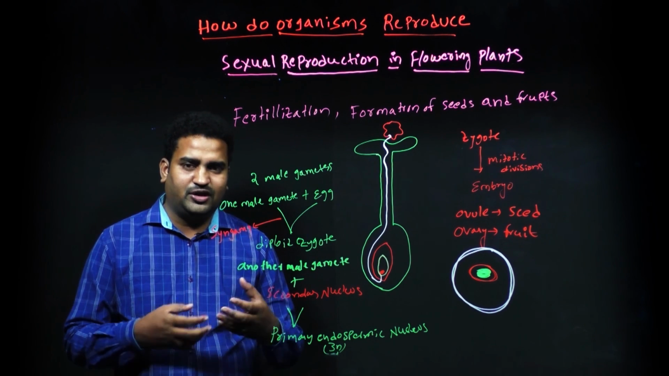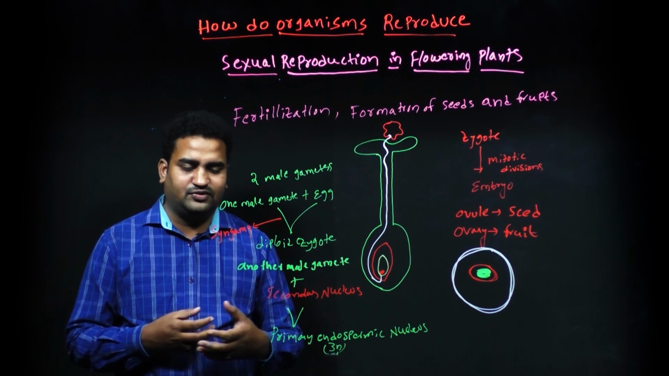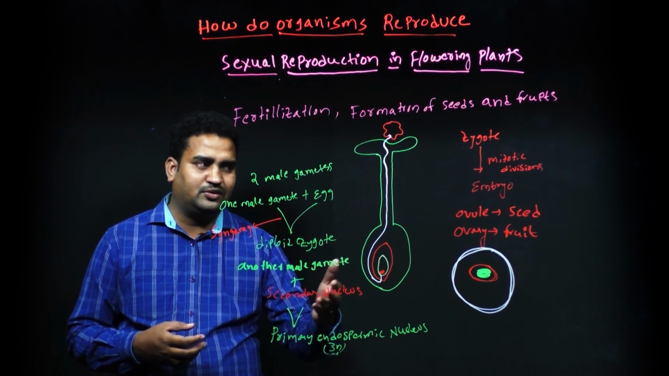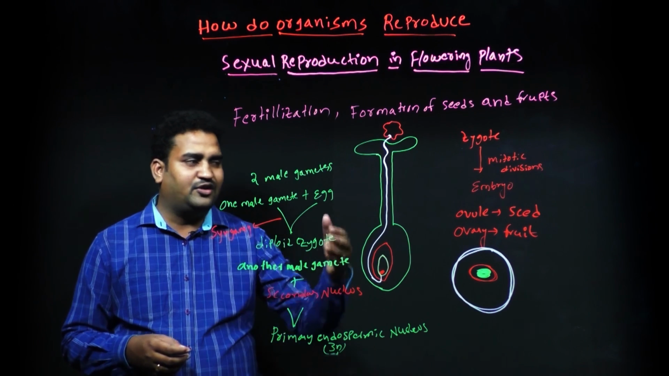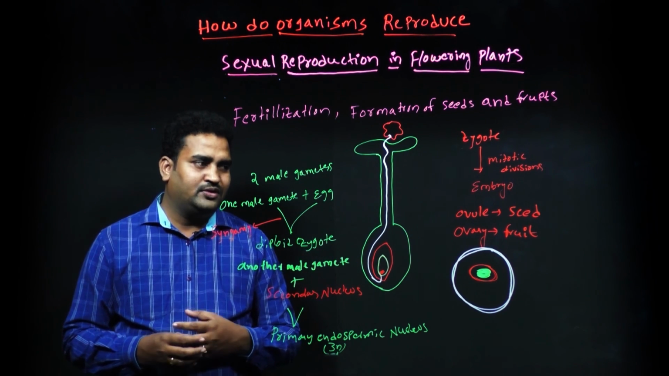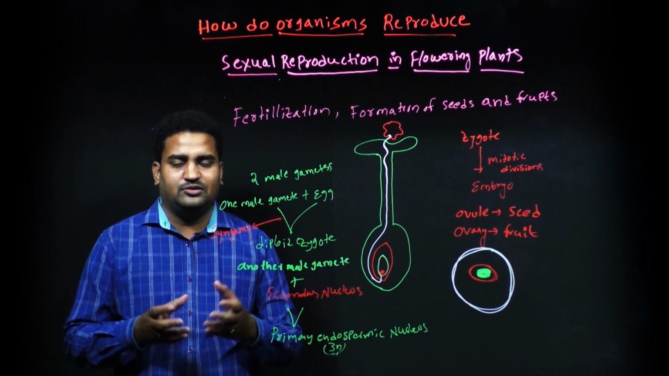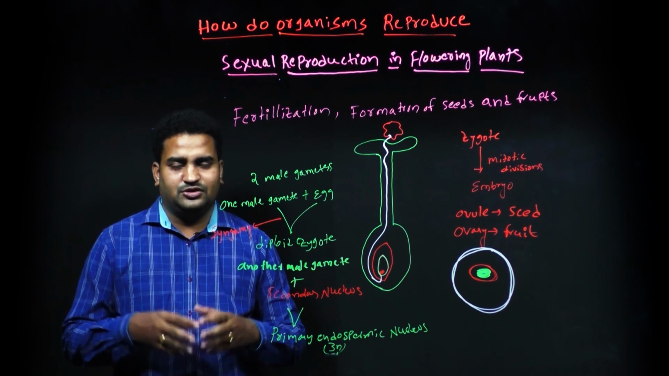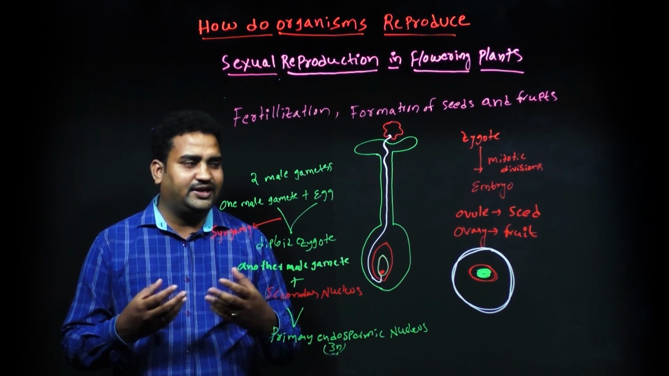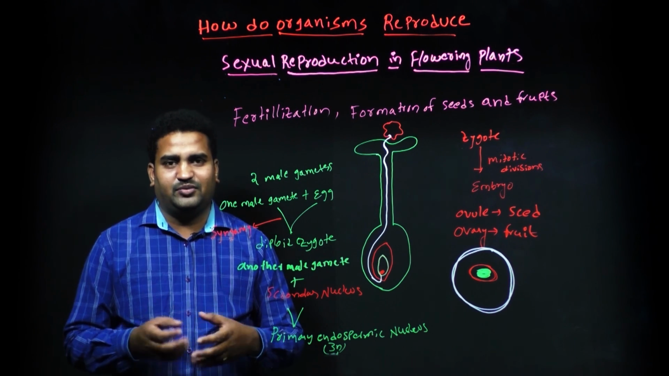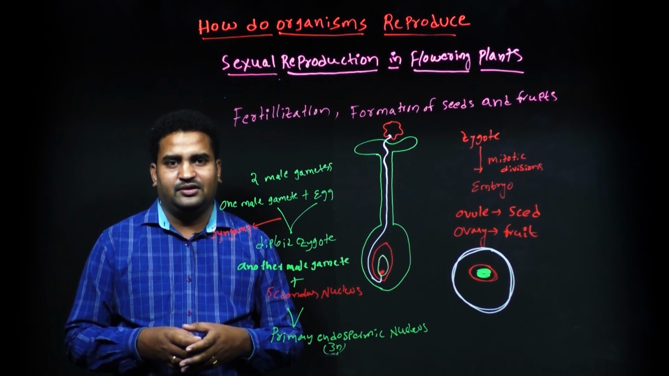So this zygote, by utilizing the nutrition from the primary endospermic nucleus, undergoes several mitotic divisions and forms the embryo. Now this embryo is enclosed by the seed. So usually the ovule gets converted into the seed and the ovary gets converted into the fruit, and the remaining parts of the flower fall off.